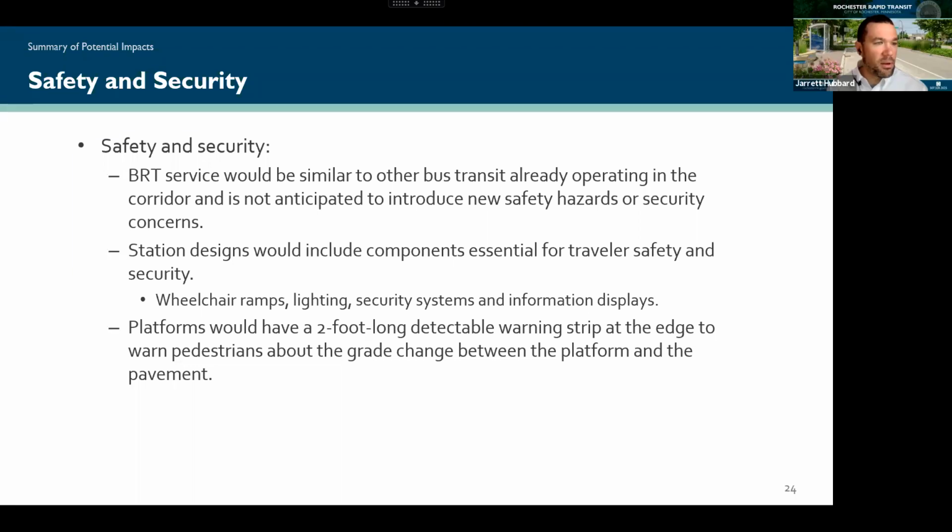Quick question came in about the security and live cameras on the platforms. Yes, we are working with the Rochester Police on the camera system and making sure the stations will have security cameras on the platforms, as well as emergency call buttons. It feels like there's something else I'm missing there, but at least we'll have the cameras and the emergency call buttons on those platforms.